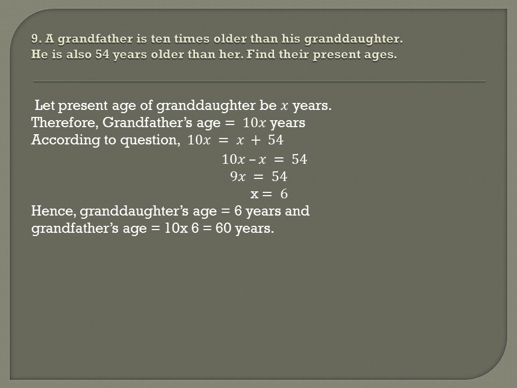Okay, according to the question, how to frame the equation? He is 54 years older than her. Okay, he means grandfather's present age is how much? 10x is equal to 54 years older than her, that is 54 plus x. 10x is equal to 54 plus x. Okay, while solving, we will get x as 6. Therefore, the granddaughter is a 6-year-old girl and the grandfather is 10 into 6, that's equal to 60 years.